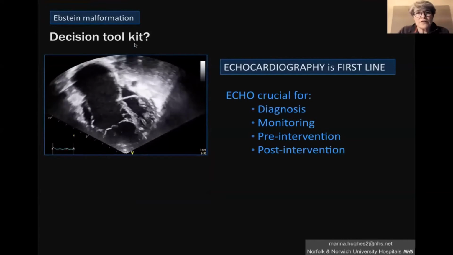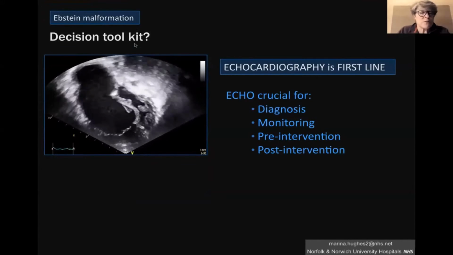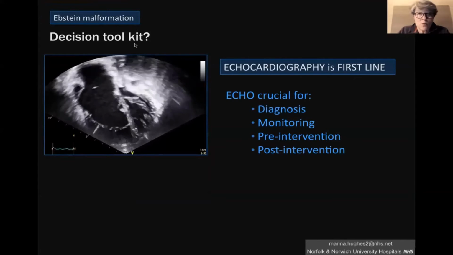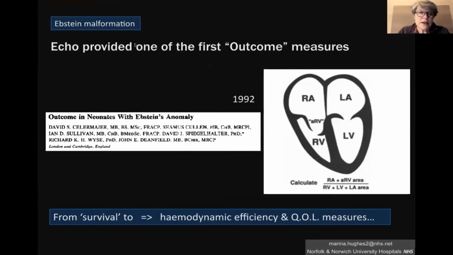Echocardiography is crucial at every stage, from antenatal to immediate postnatal and prior to and after all the interventions. And it's in fact echo that provided our first main outcome measure, with this study from Great Ormond Street now 30 years ago, showing us that it was the relative size of the right heart compared to the left heart that gave a very strong predictive capability for outcome and survival of the neonate.